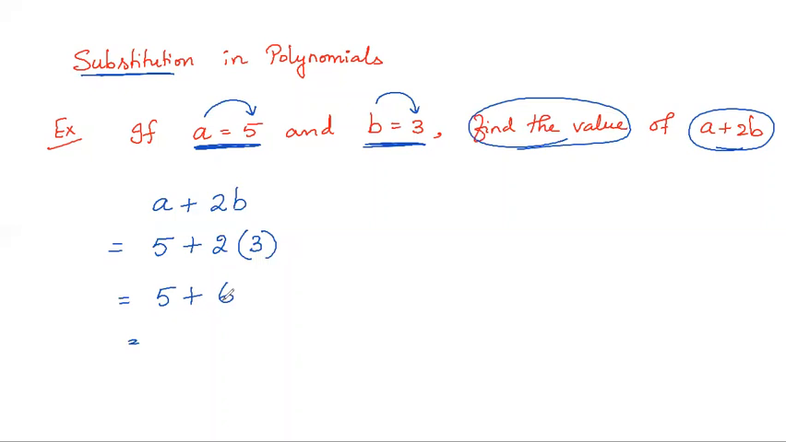I have substituted a as 5 and b as 3, and normal mathematical calculation we are doing. So 5 plus 2 into 3 is 6. So then 5 plus 6 is 11. So then a plus 2b is equal to 11. That is all. So what is the value of a plus 2b? It is 11. Perfect.